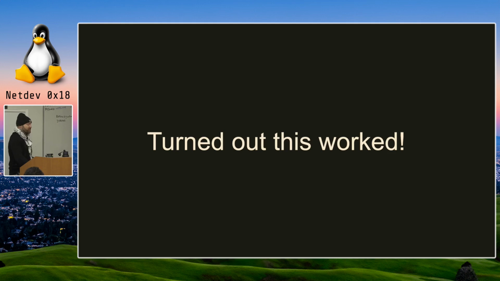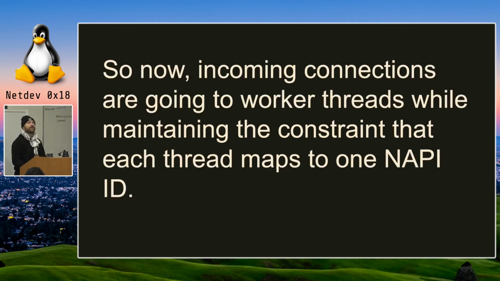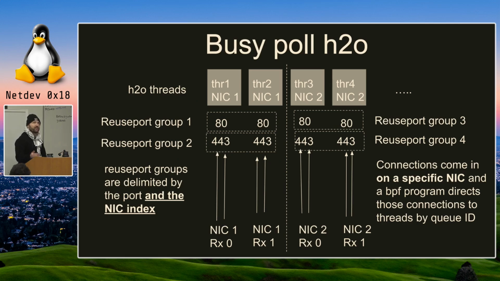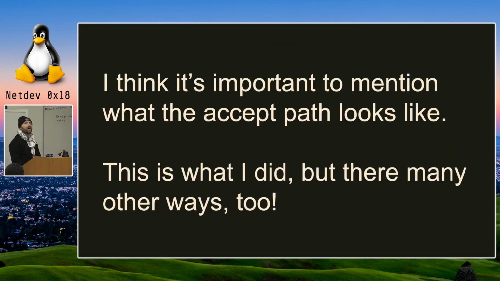And it turns out this actually worked, surprisingly. I didn't think it was going to work, but it did. Now incoming connections are going to worker threads while maintaining the constraint that each thread maps only to one NAPI ID. So this was solving the problem that I was having initially. And I ended up with a system that looks like this, which allowed me then to do busy polling.